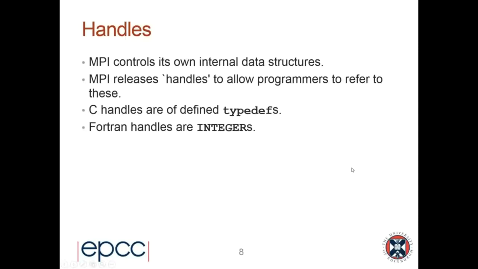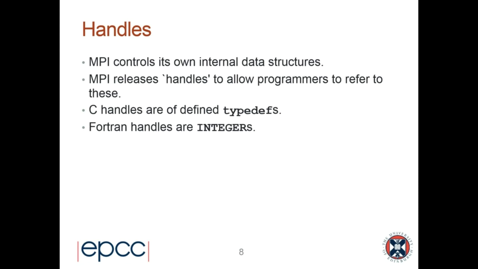MPI controls a lot of internal data structures, and for example, we'll see that MPI has a concept of groups of processors. MPI maintains all that information, and it returns you something to refer to it. So if you want to define a group of processors, MPI manages all the details, and the variable it returns to you, MPI calls a handle. These are just variables which you have to declare, but they refer to much more complicated data structures.